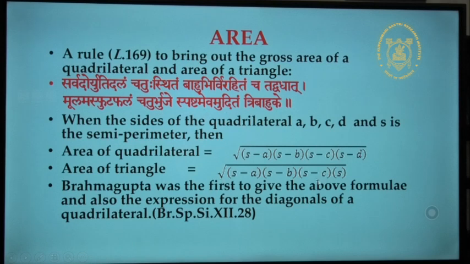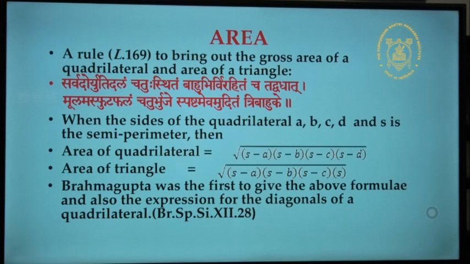So this formula, which we have come across as Heron's formula, is given by Brahmagupta and also by Bhaskara. It is called Heron's formula nowadays, but it was given in 628 AD itself by Brahmagupta, and is repeated by Bhaskara. This area of the quadrilateral is given, but it is not the area of any quadrilateral. It is only the area of a cyclic quadrilateral.